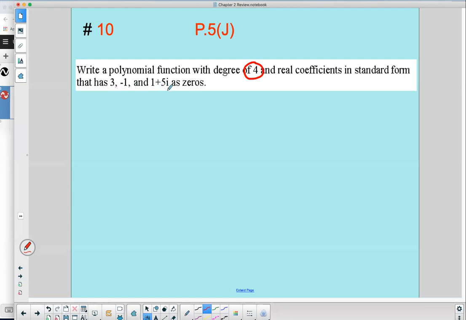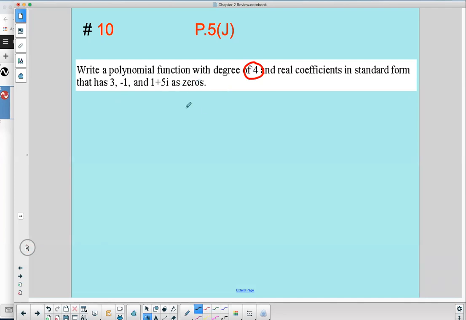Is 1 plus 5i a real zero or an imaginary zero? It's imaginary. We know that because of the i. The i means imaginary. So it won't hit there. So the actual answer needs to hit at 3 and -1. So if you have multiple choice, you can graph and first off eliminate anything that does not hit at 3 and -1. That's the first thing you can do.